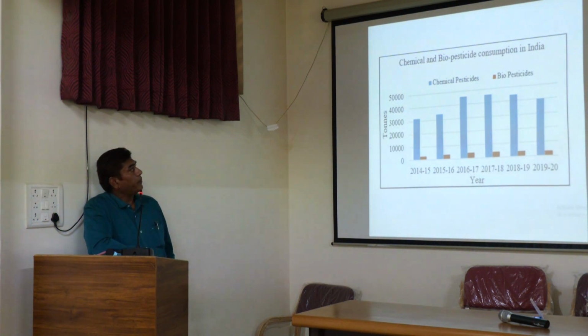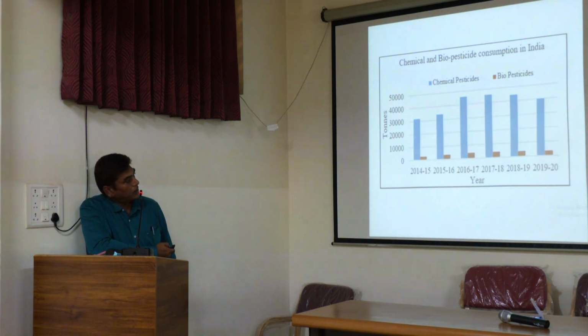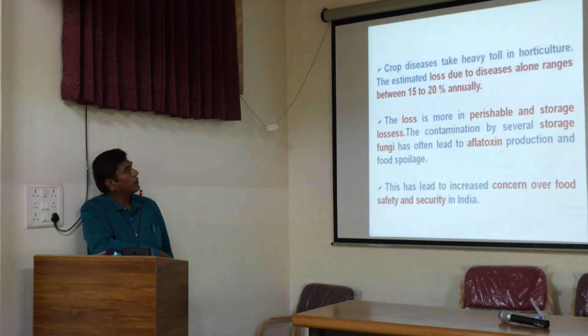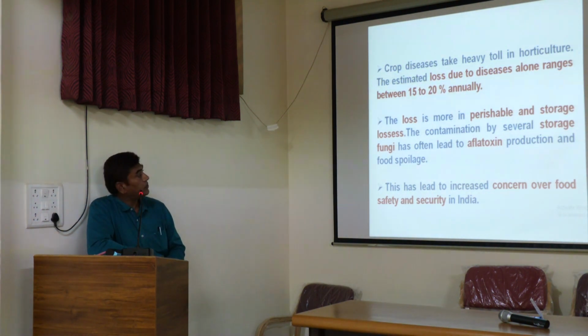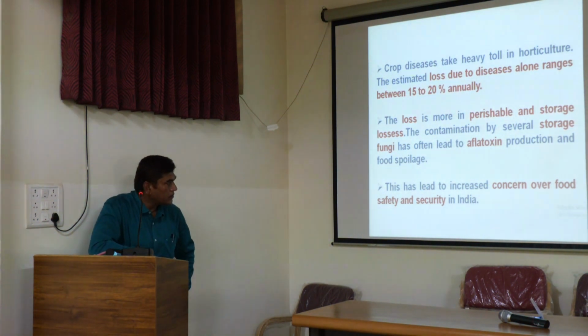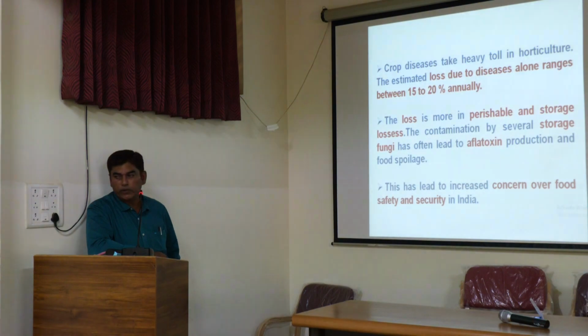But when compared, chemical pesticide consumption in India, as I said earlier, is slowly coming down due to awareness, and biopesticide usage is increasing year after year. Our disease loss ranges between 15 to 20%. Comparatively, horticulture crops are more prone to diseases. The loss is more in perishables, and storage losses lead to aflatoxin production and food spoilage. This is a real concern over food safety and security in India.